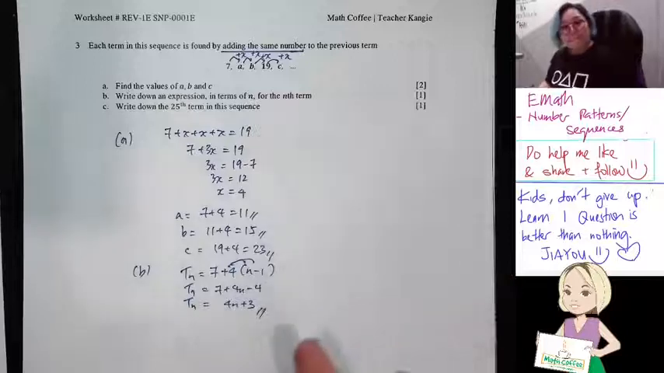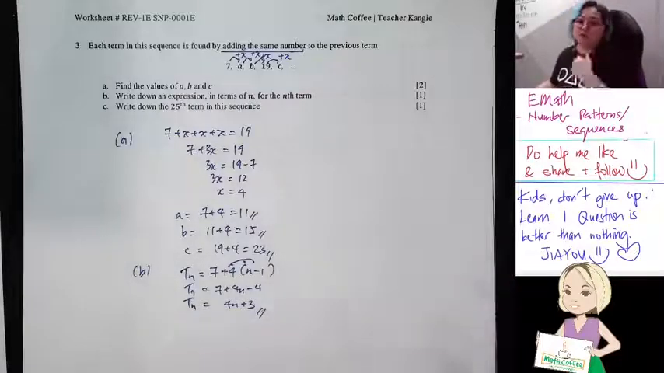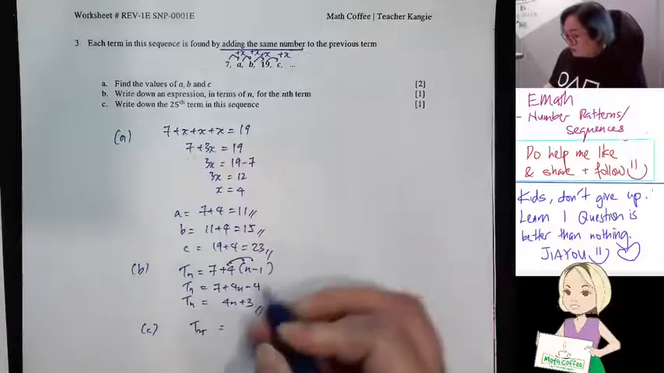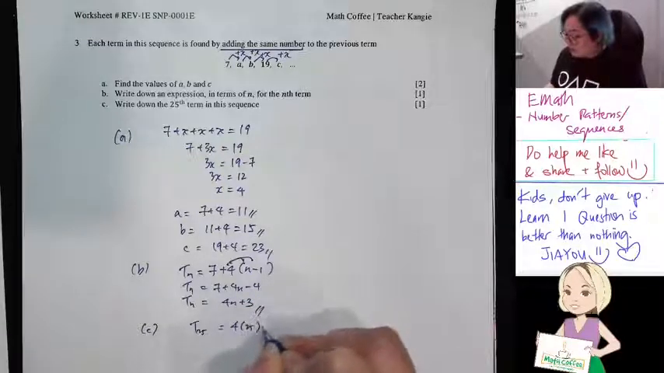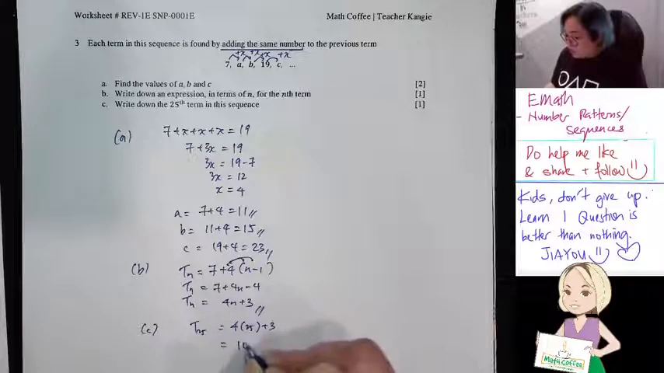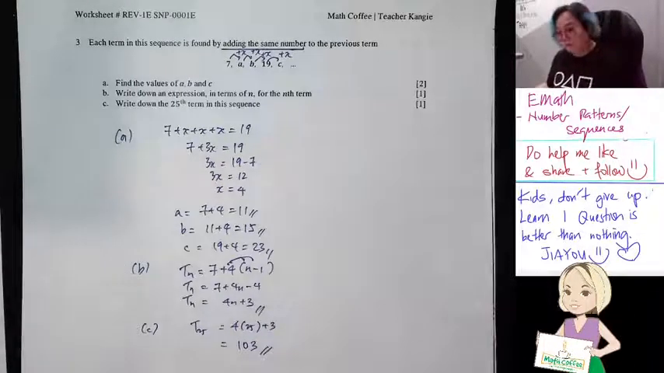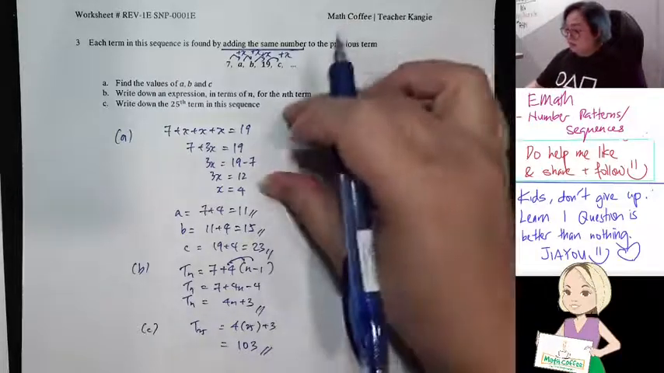That's for part B. Then next, they ask me to find the 25th term. Once I have my Tn, if you ask me to find the 1000th term, I also no issue. Just sub in only, correct? So for part C, T25 will be 4 times 25 plus 3, which is 103. And you are done. Ta-da!